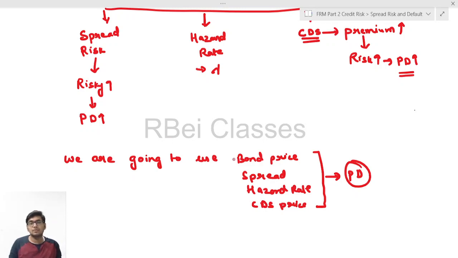Clear? And with the help of the bond price we calculate the YTM of the bond, and then I'll compare it with the YTM of the risk-free bond, and then I'll get the spread. Clear? That will tell me about the PD. Hazard rate tells me about the PD. CDS prices will tell me about the PD.